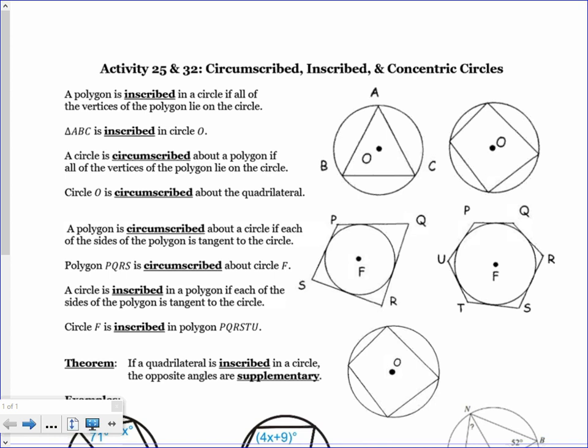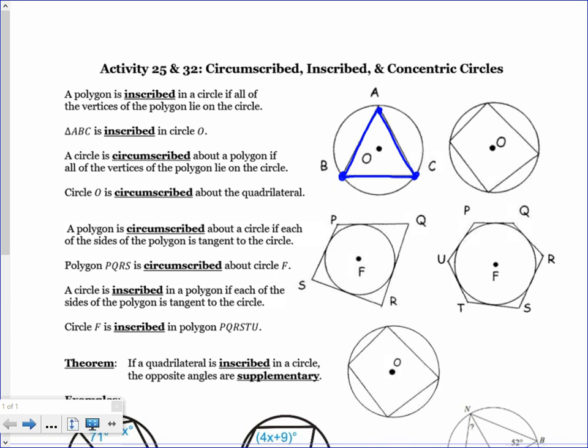So if you look here, this is our triangle. And do you see how all three of the vertices are on the circle? This polygon is inscribed in the circle. It is inside the circle. So our triangle ABC is inscribed in our circle O because it's on the inside of the circle.